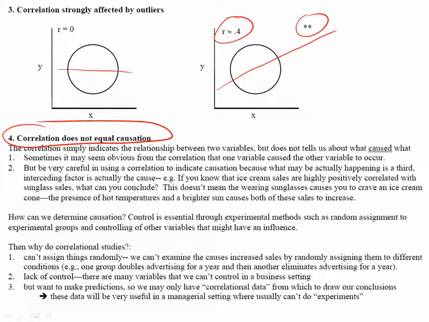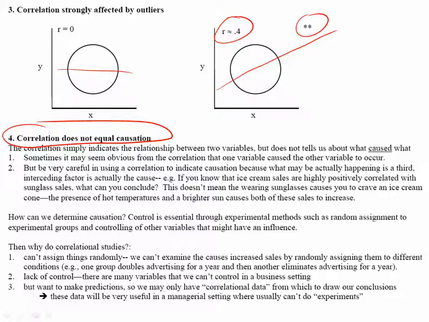So how can we determine the causation? Control is essentially through experimental methods such as random assignments to experimental groups and controlling the other variables that might have an influence. Now, what does this really mean? It means that we need to use our logic. We need to recognize and first understand what might be causing the other variable.